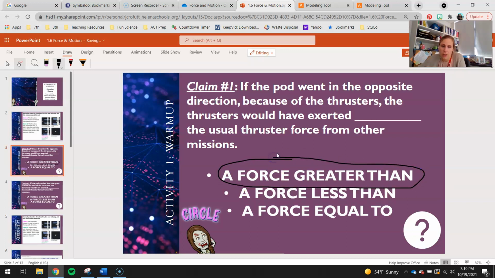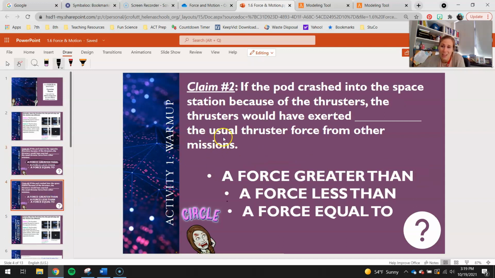Every other collection mission, the force is enough to stop it, but in this collection mission, it just straight up turned it around and changed its direction. So a force in the opposite direction that's greater than would have been the answer for that one.